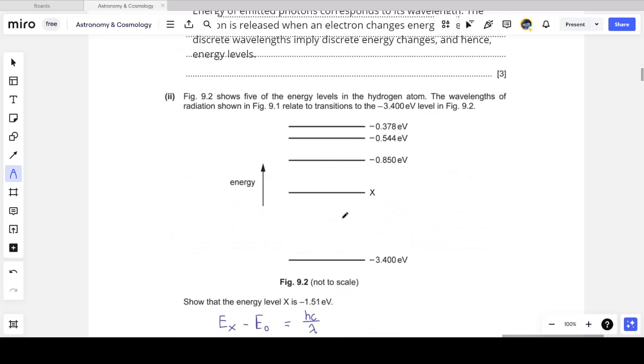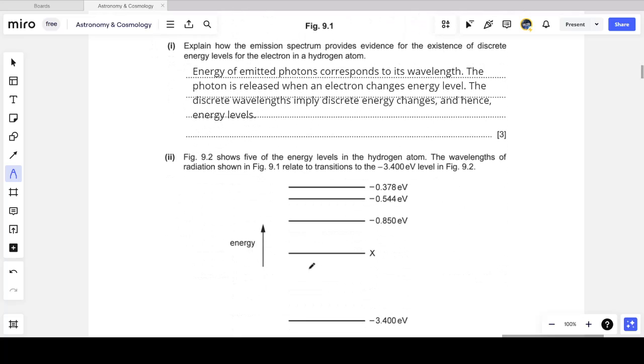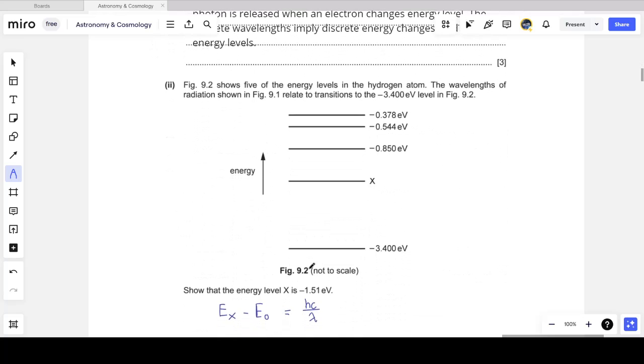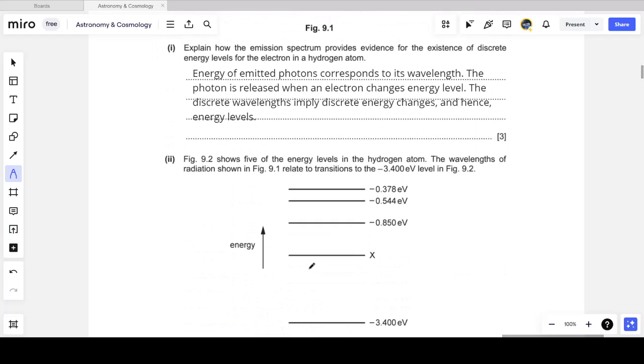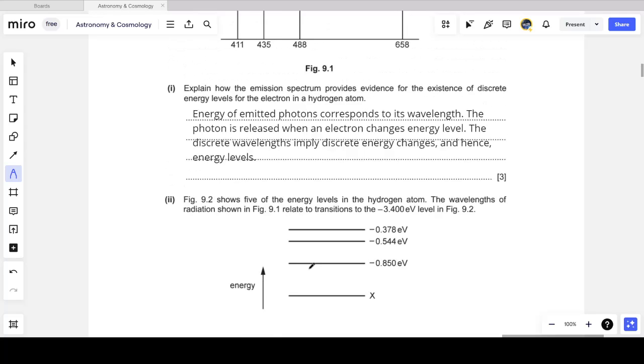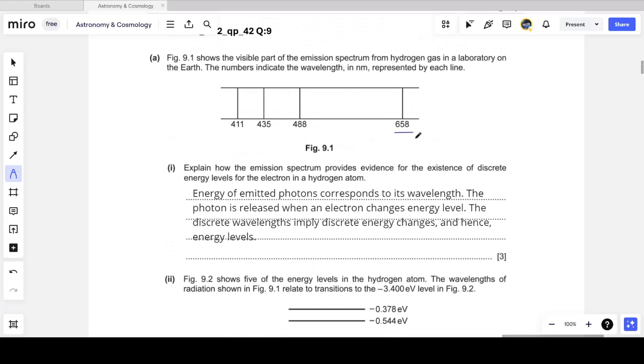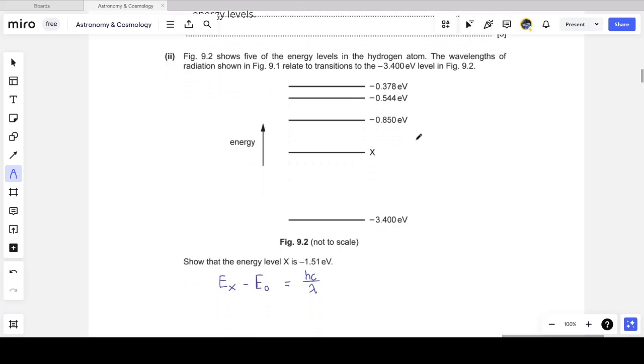Well, if I look at all of these levels, the wavelength that corresponds to the biggest jump is going to give me the highest energy, and so the highest frequency. But I want the lowest frequency and highest wavelength. The highest wavelength being 658 nanometers must correspond to the lowest jump. And the smallest jump is going to be going from X to the ground state, as every other jump is going to be too big. It's going to give me high frequency, high energy, and a not very high wavelength. So I'm only going to look for the smallest jump to give me the highest wavelength.